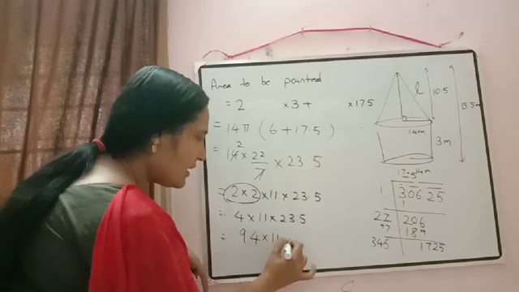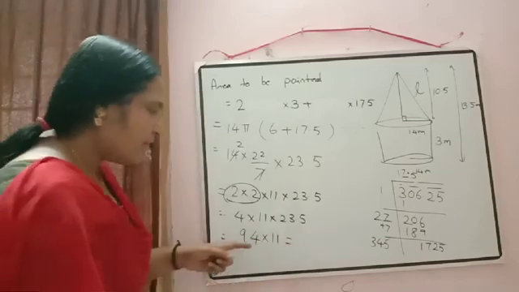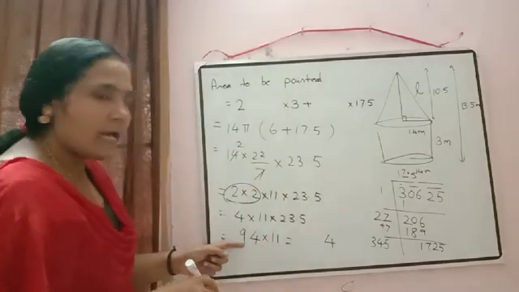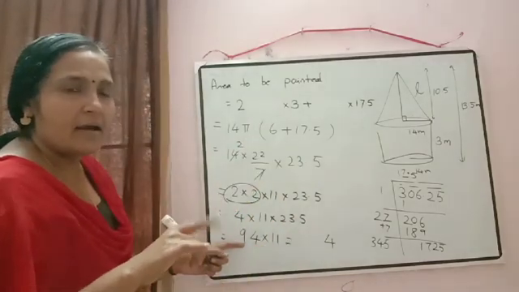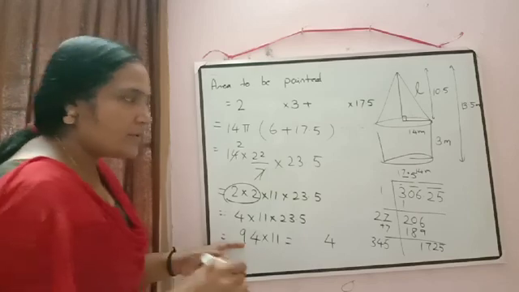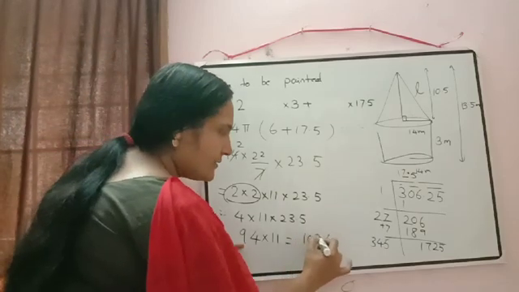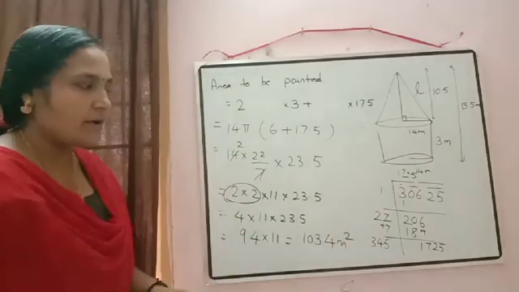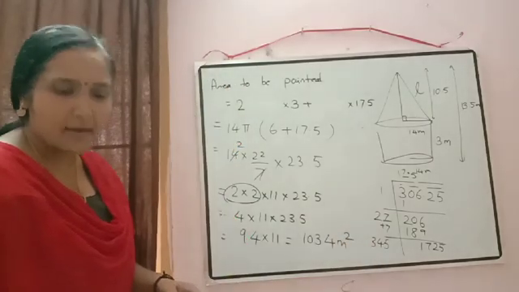So 94 into 11 now we can do. 11 4s are 44. Carry over 4. 11 9s are 99. 99 plus 4 will be equal to, yes, 103. So we are getting area to be painted is equal to 1034 meter square.